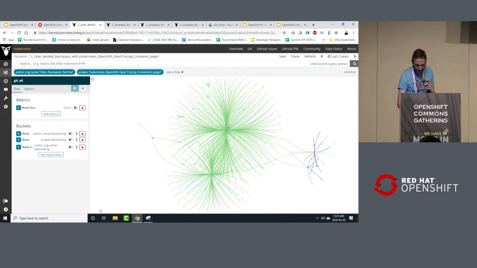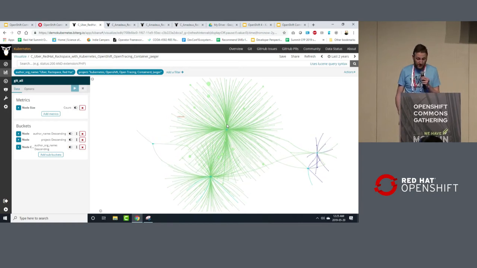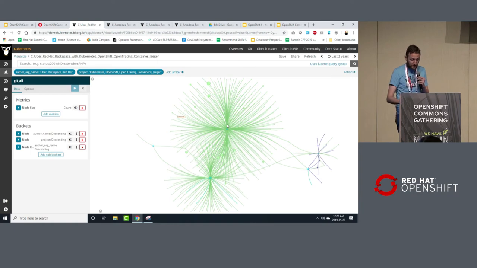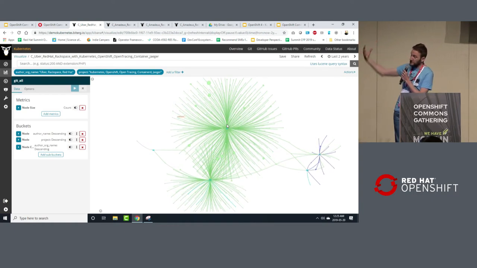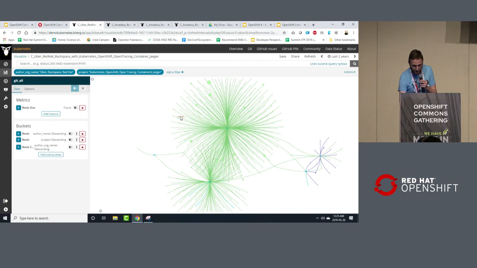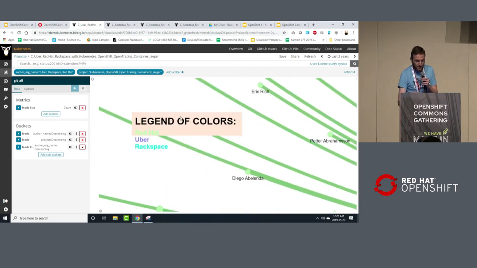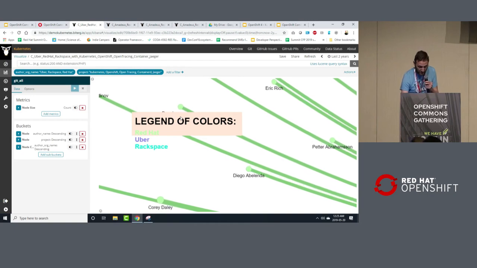So this is Uber and Rackspace in this case, because we were discussing Greg and Red Hat. Of course, the big stars we have are Red Hatters, but then it happens that we have some other people and some other companies. So we have Red Hat, Uber, and Rackspace. These are the legend of colors we have.